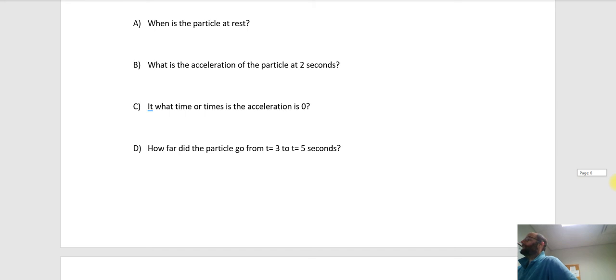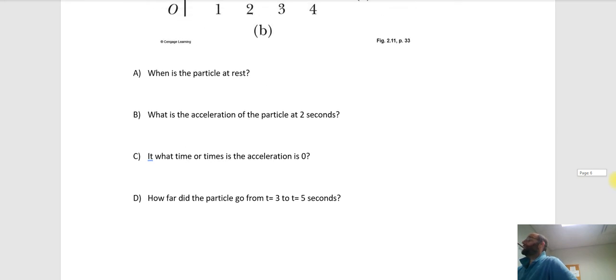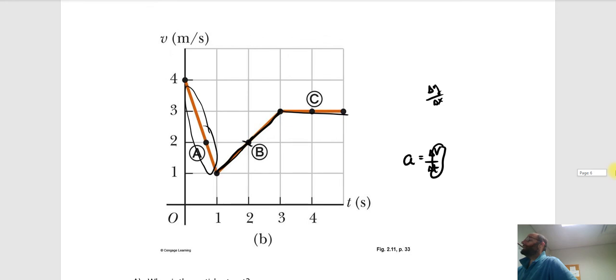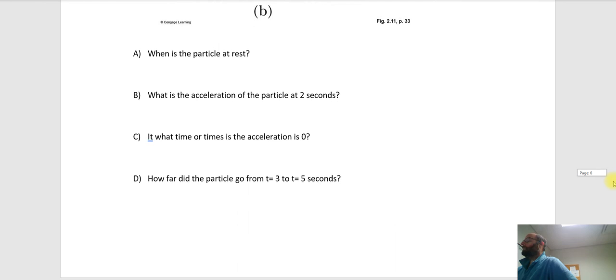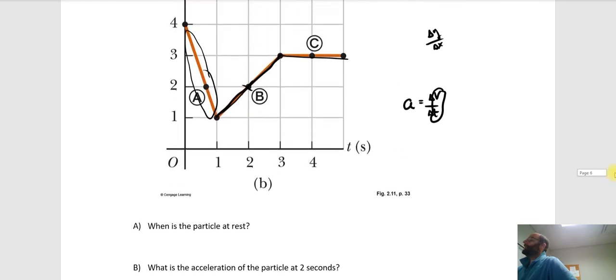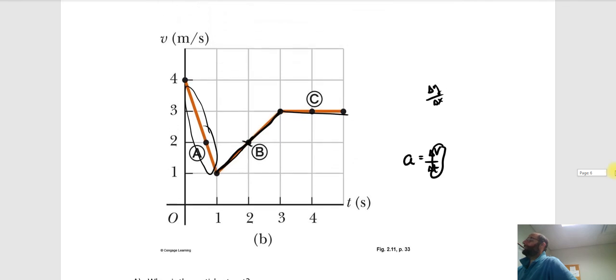Okay, part C, at what time is the acceleration 0? Again, acceleration is slope. So I'll let you look at the graph and decide where the velocity is not changing, or where the slope is 0. D, how far did it go from 3 to 5 seconds? So hopefully we remember how to do this. This is a velocity graph, and the area bound gives you the displacement. So for example, if you could calculate this area right here, that would give you the displacement between 0 and 1 second. That should get you by this question.